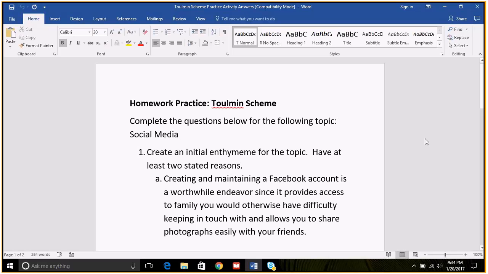So we're going to go through basically this homework practice, every part that you need to know for the Toulmin scheme quiz. I want to go over each part here and make sure you know what the definitions are for the parts of the Toulmin scheme, but you also need to know the application of these parts. So keep that in mind: do you know what these terms mean, and do you know what these terms do? We're going to start with the initial enthymeme.